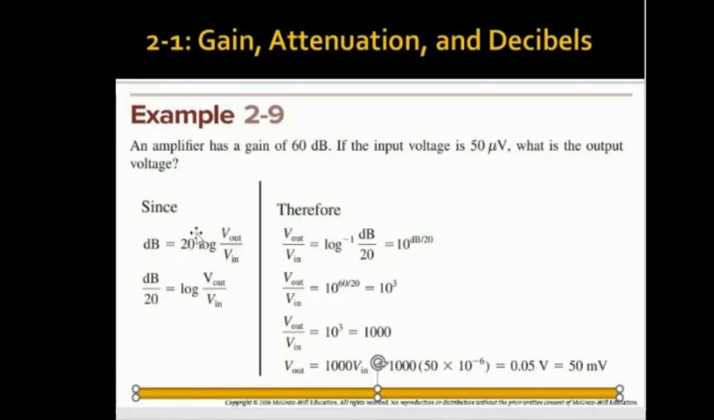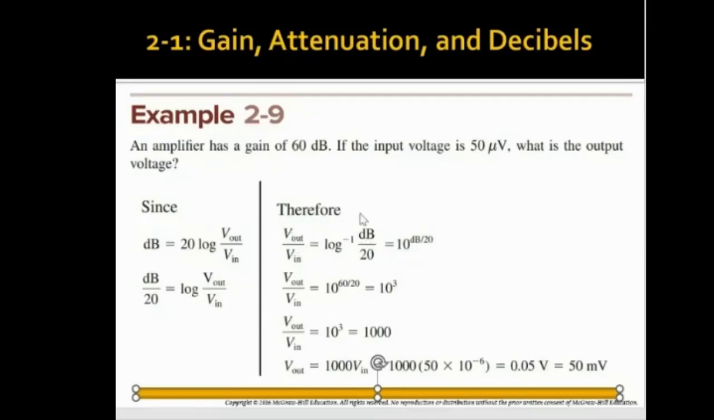Since our equation for decibel for voltage is 20 log V out over V in, we first divide both sides of the equation by 20. So we have decibel divided by 20 equal to log of V out over V in. Then we can solve this.